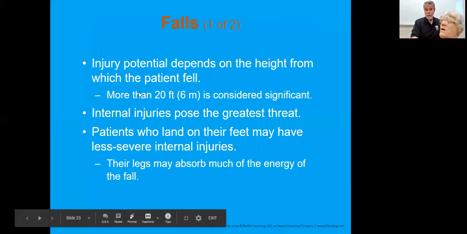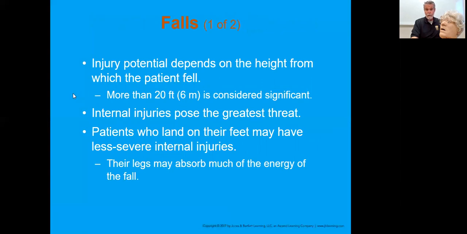Falls, and here's what I was referring to, more than 20 feet is considered a significant fall. How far did they fall? What did they land on? What surface did they land on? Those are all things that we need to be concerned about when we're assessing these types of calls.